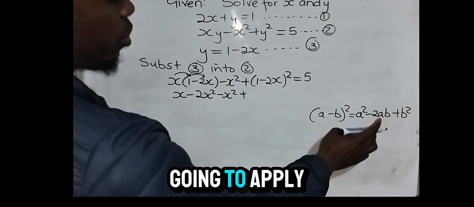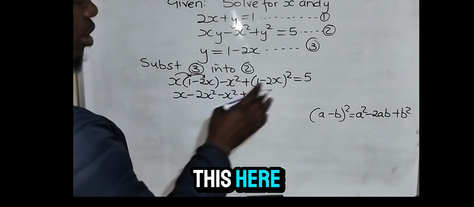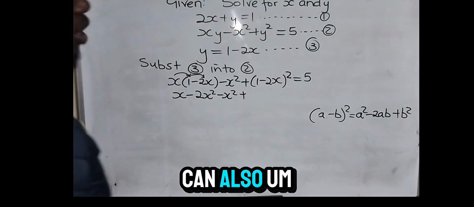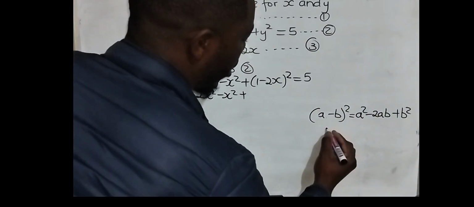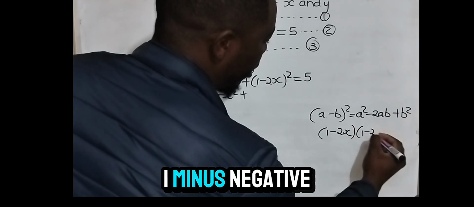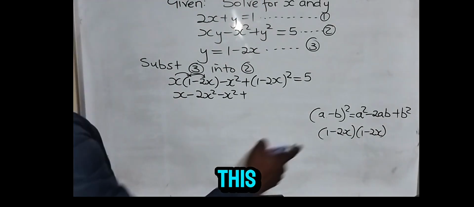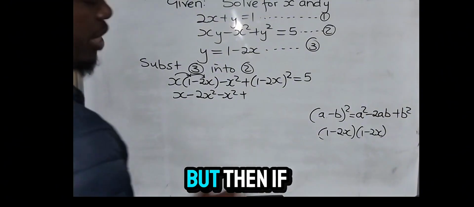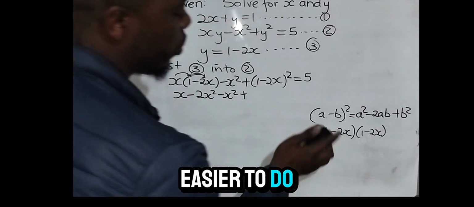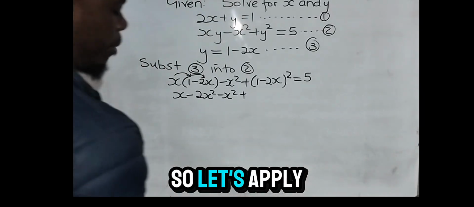So we are going to apply this here. This is what we're going to apply. You can also expand these two, negative 2x, 1 minus negative 2x. You can also do this. You can also expand this. But then if you know how to do this, then it is actually easier to do so. All right, so let's apply this.